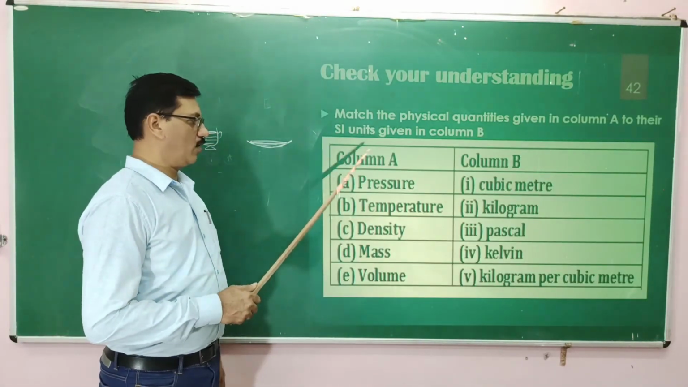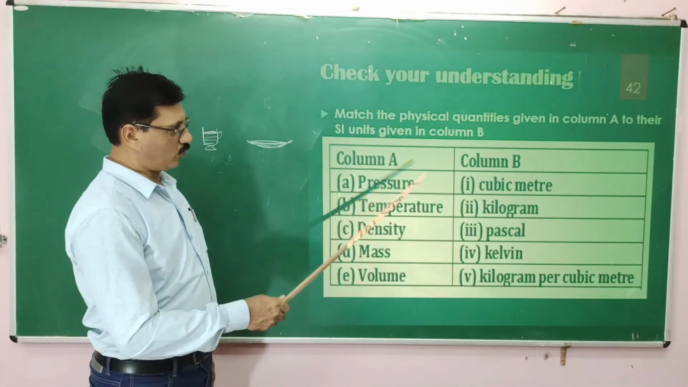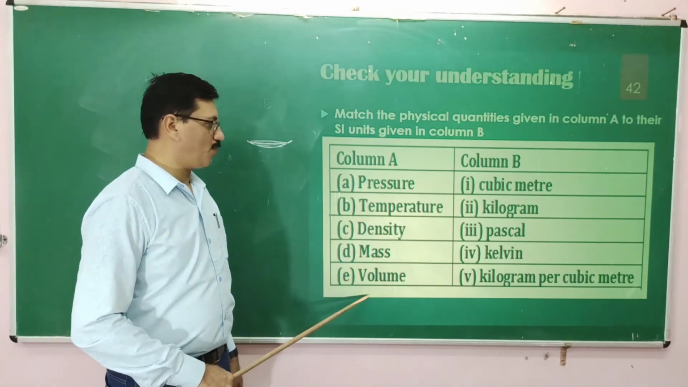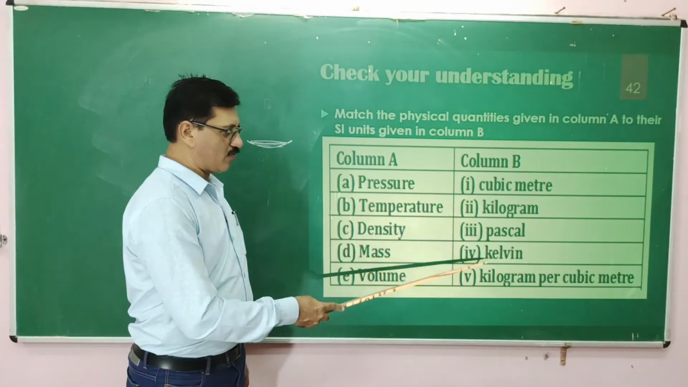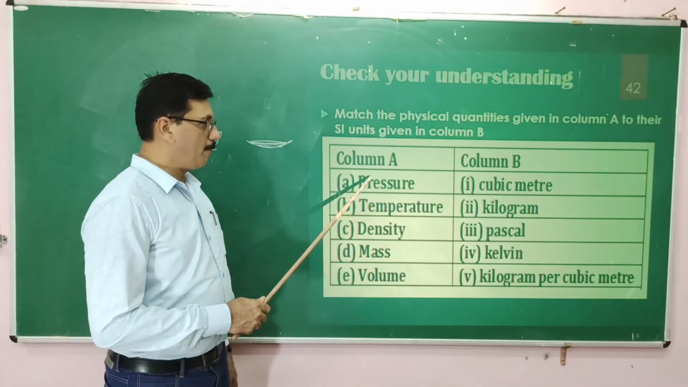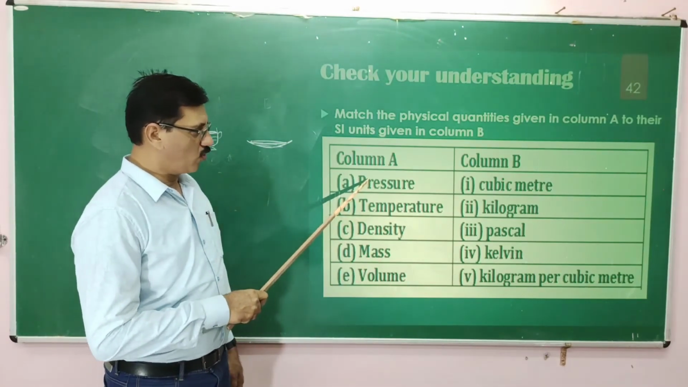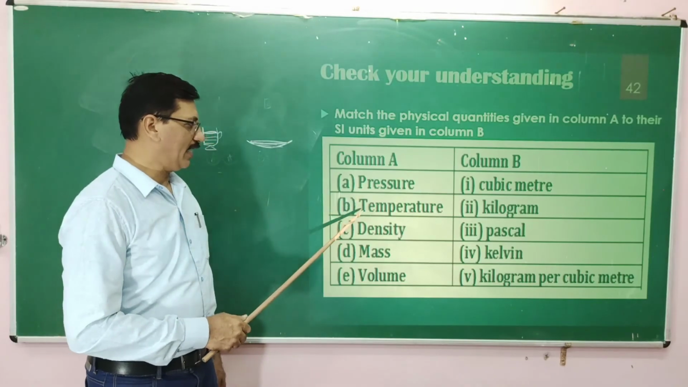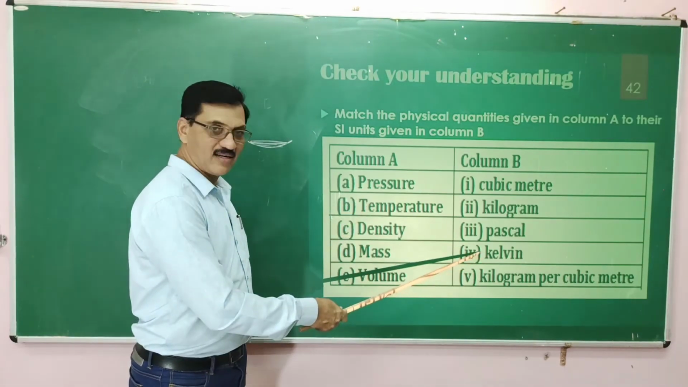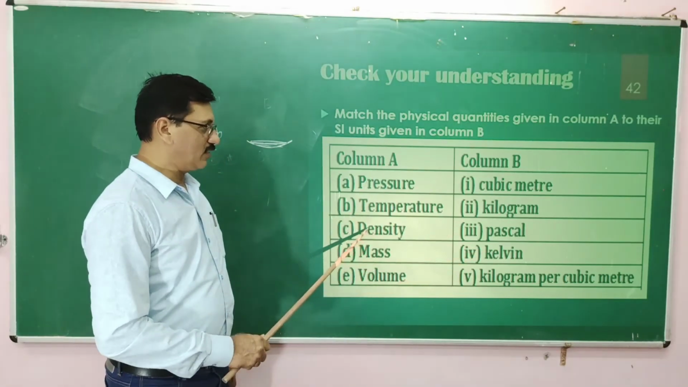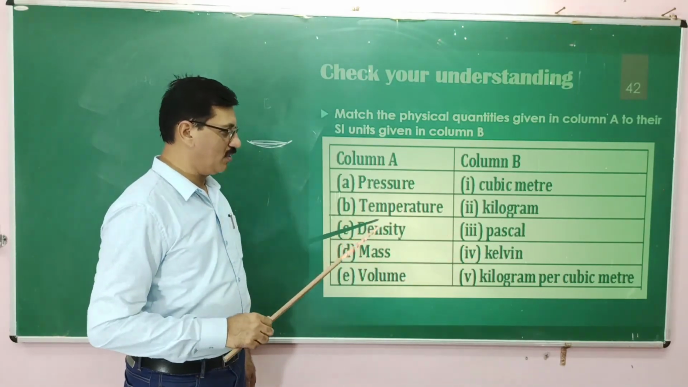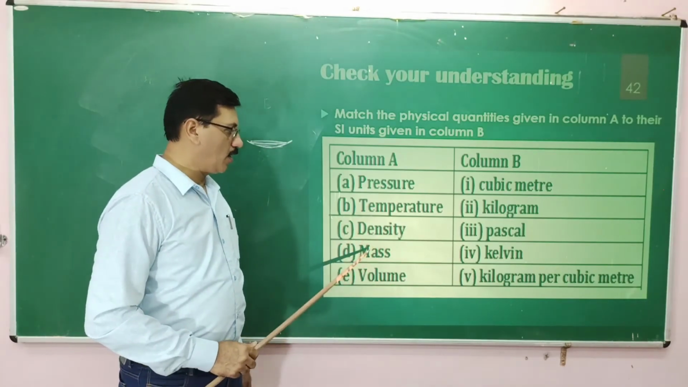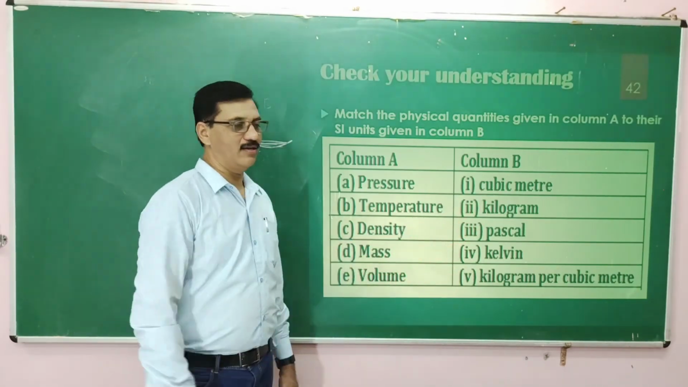Now match the following. Column A consists of physical quantities and column B consists of the units: pressure, temperature, density, mass and volume; cubic meter, kilogram, Pascal, Kelvin and kilogram per cubic meter. Pressure is force per unit area and this is Pascal. Temperature is measured in the Kelvin scale. Density is mass by volume, and this is kilogram per cubic meter. Mass is in kilogram and volume is measured in cubic meter.